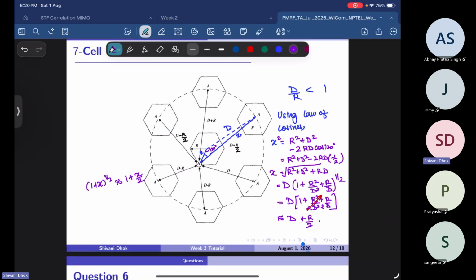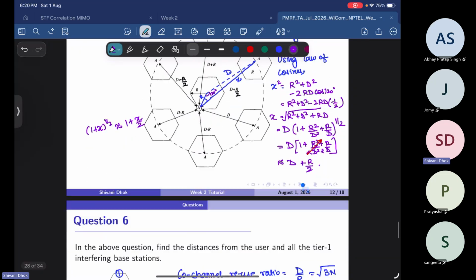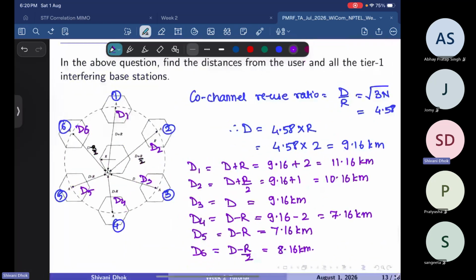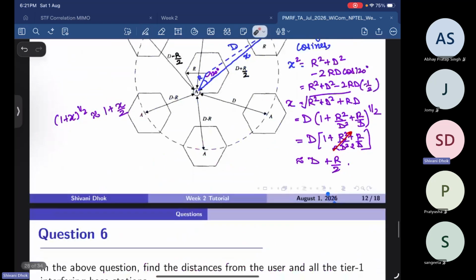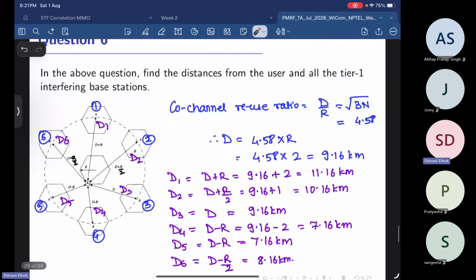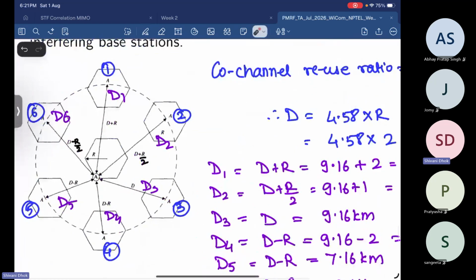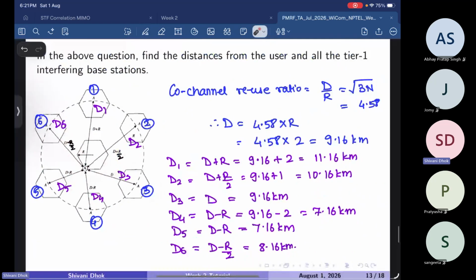Sorry, this derivation was not making sense to me, so I revisited it. So again, let me go back to this question. Based on this Taylor series approximation, first order approximations, we have obtained these d1 to d6 distances as highlighted in this figure, and based on that we can substitute the value of d and r in these 6 distances and calculate these distances essentially.